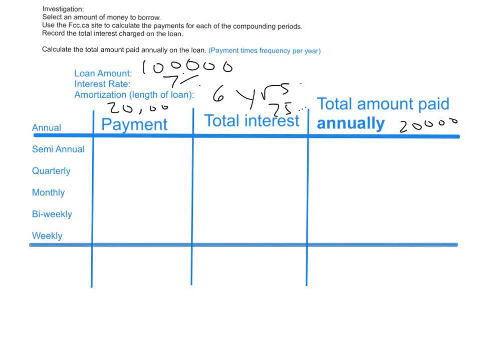But when I had looked up weekly, remember I was only paying $355 or something as my payment. So my $355 times 52 is going to be the total amount paid annually. So that's what you want to fill out in order to complete the investigation with FCC. And our goal then is to figure out how can we change the various compounding periods and save the most amount of money. So we're actually going to be looking at the total interest, but we should be hopefully paying the same amount annually, or approximately the same.